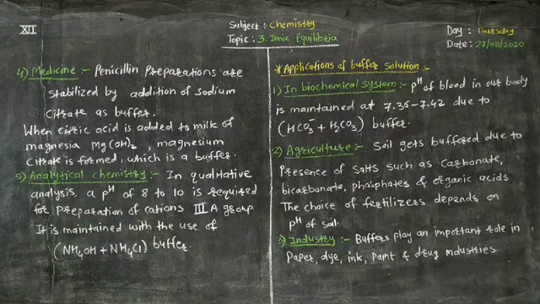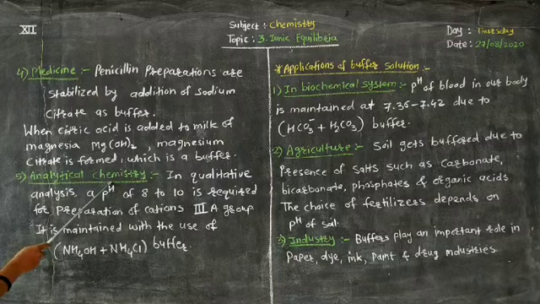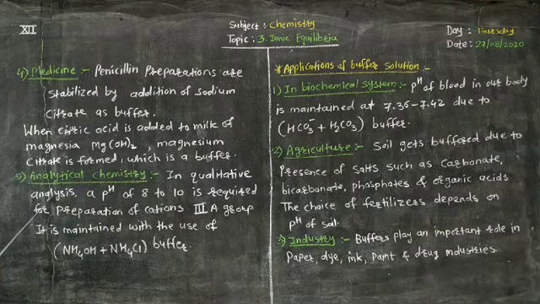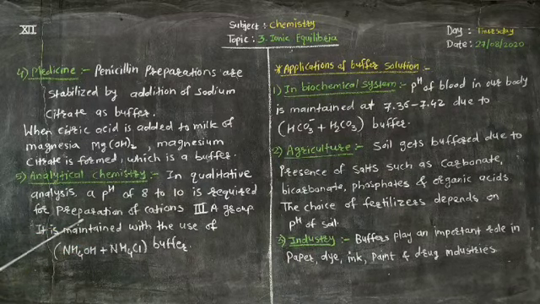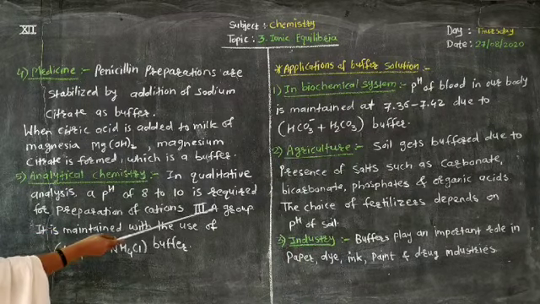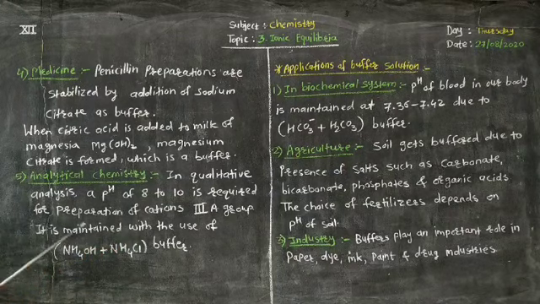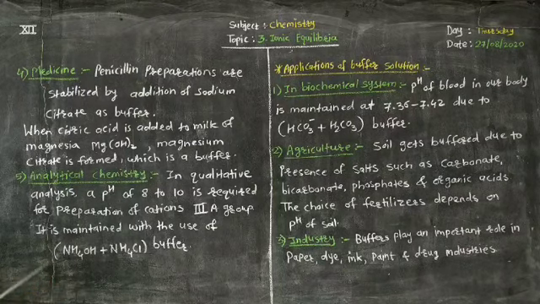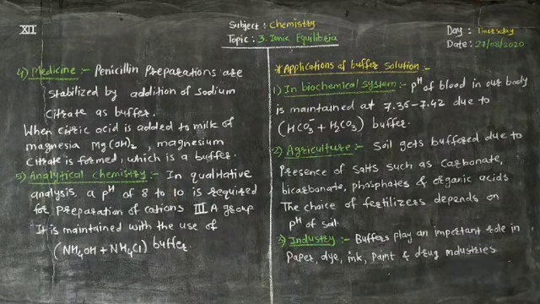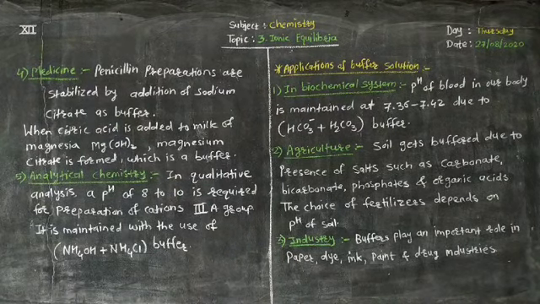And the last application given in your textbook is in the field of analytical chemistry. In qualitative analysis, a pH of 8 to 10 is required for precipitation of cations of group 3rd A. It is maintained with the use of ammonium hydroxide and ammonium chloride buffer. Whenever NH4OH and NH4Cl are used together, at that time cations of 3rd A group can be identified.